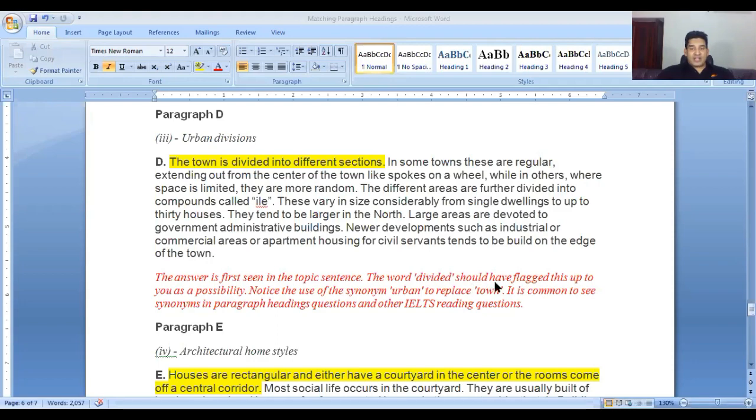The word divided should have flagged this to you as a possibility. Notice the use of the synonym urban to replace the term. It is common to see synonyms in the paraphrase here. The questions are either asked.